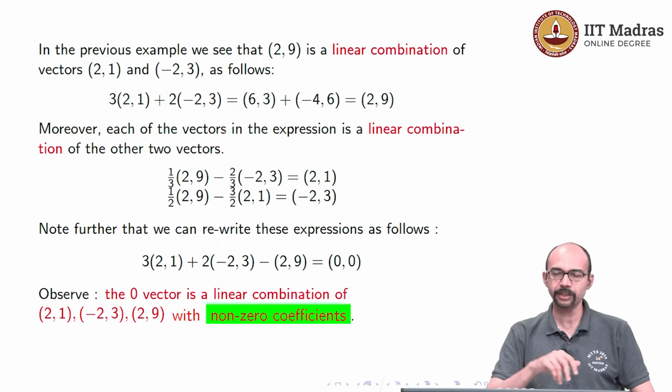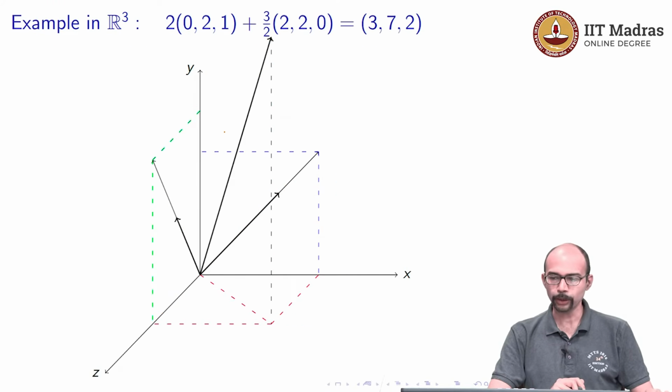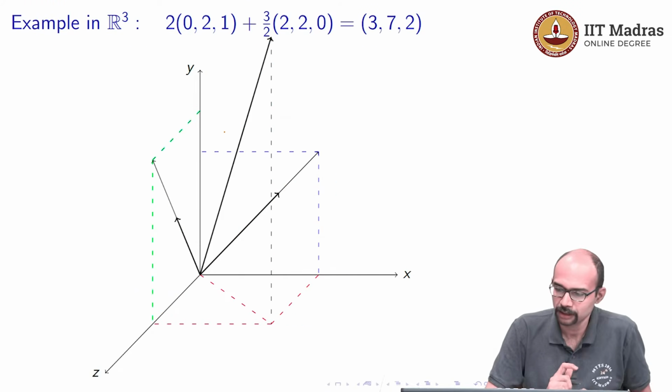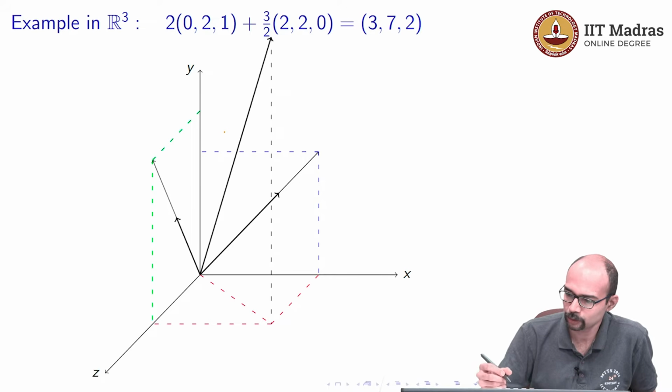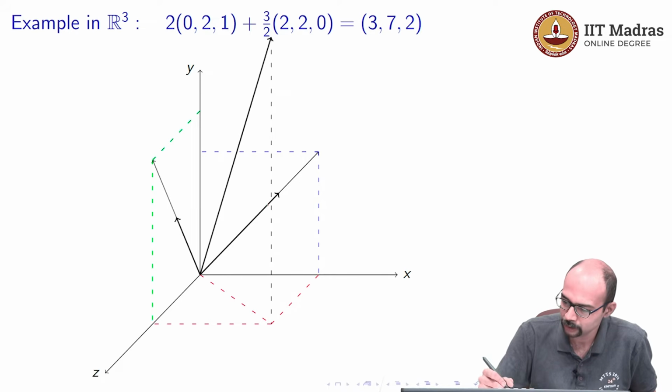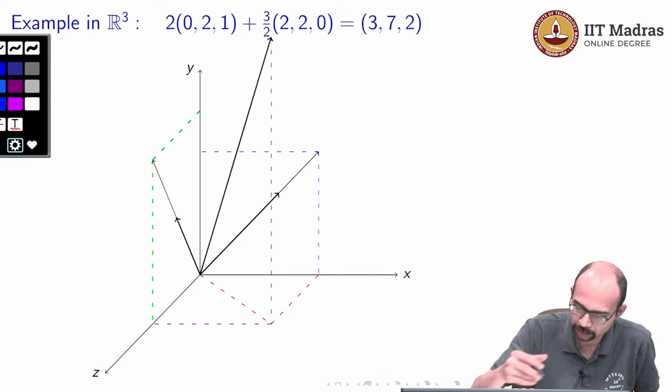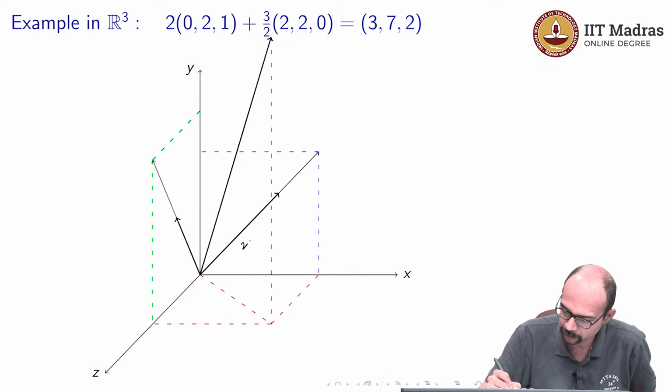So remember, all these 3 vectors were on the same plane. Yeah, this is the key point. Okay, let's do an example in R3. So in R3, let's take these 2 vectors. So we have 2 comma 2 comma 0. So this is the vector 2 comma 2 comma 0 out here.